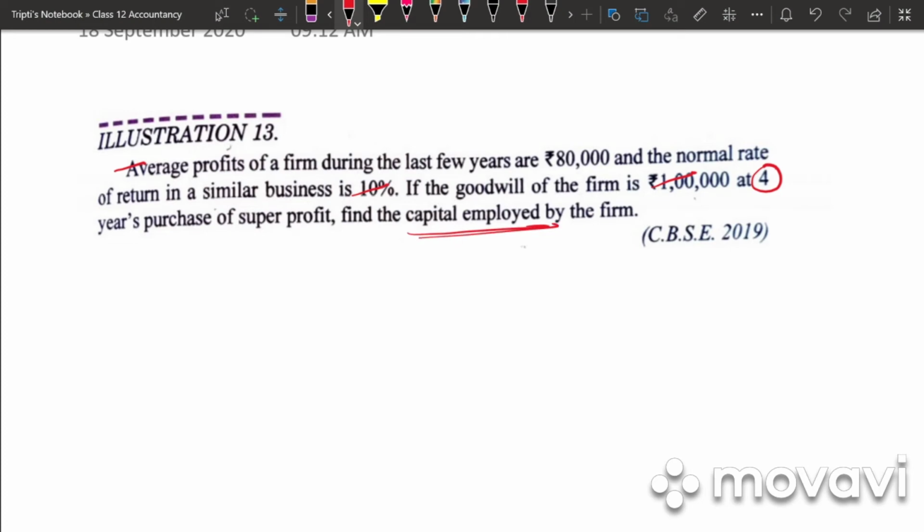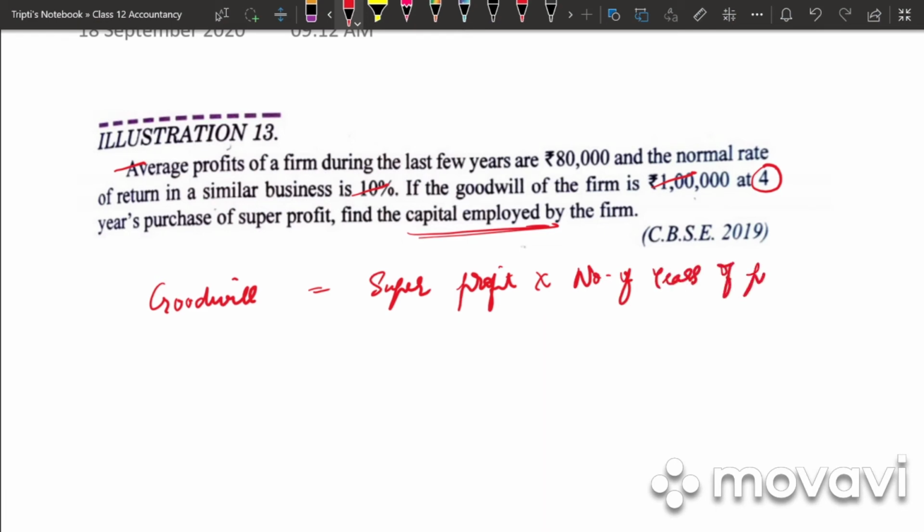So we need to find out capital employed. So this sum will be reverse. In our previous sums, first we found out average profit and last we found out goodwill. In this sum, we'll be starting our sum with goodwill. What is the formula? Goodwill is equal to super profit into number of years of purchase.